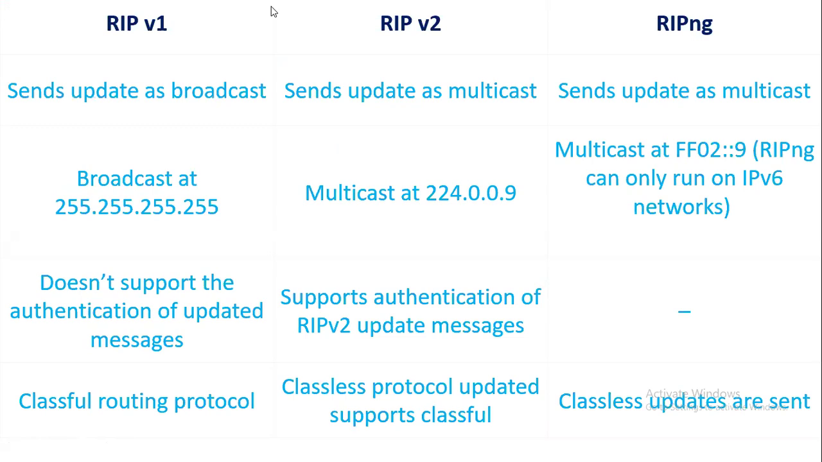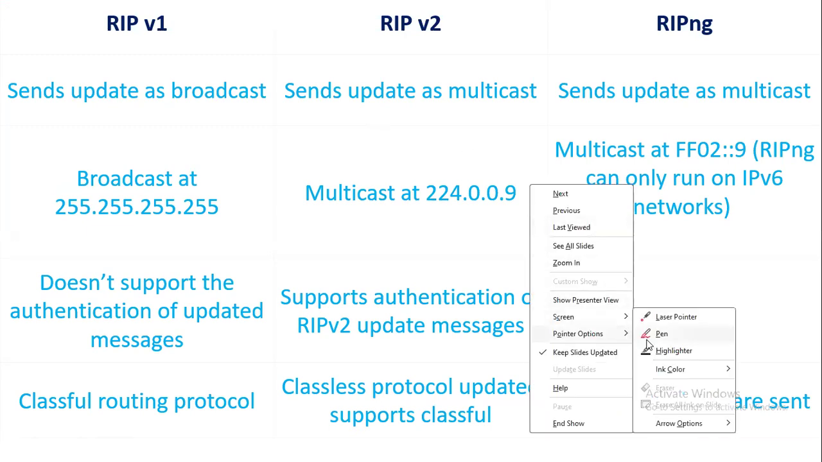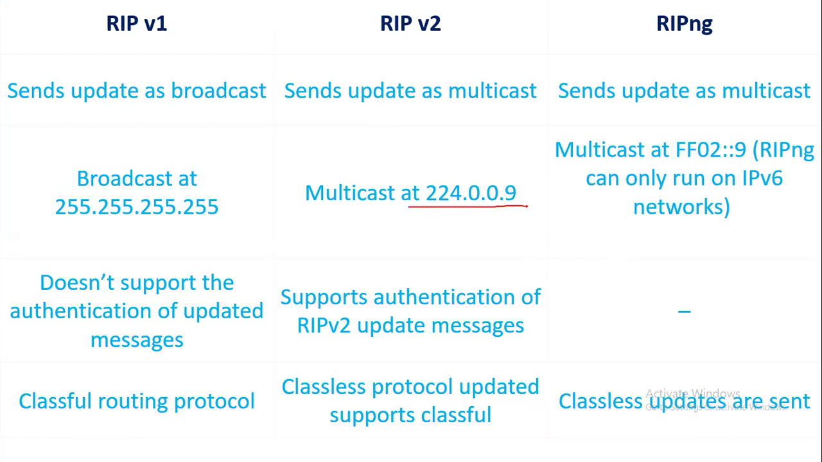RIP version 1 sends the update as a broadcast. Broadcast means one to all. RIP version 2 uses a multicast address. Multicast addresses are class D, which range from 224.0.0.0 to 239.0.0.0. Here the multicast address used is 224.0.0.9. RIPng is used for IPv6, and it has its own multicast address, as already mentioned, only for IPv6.